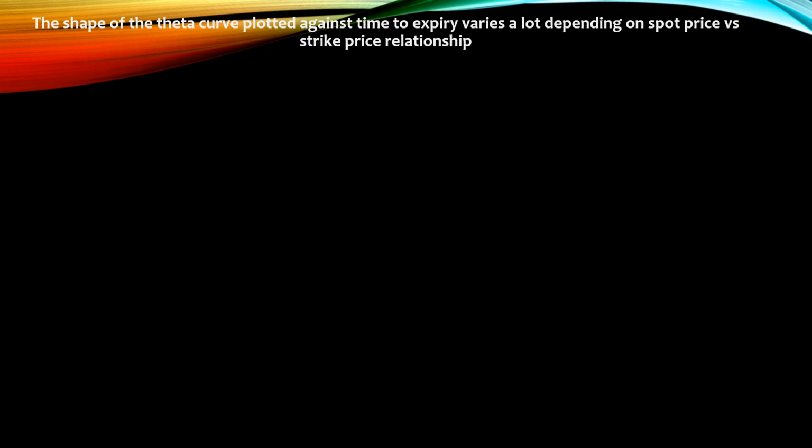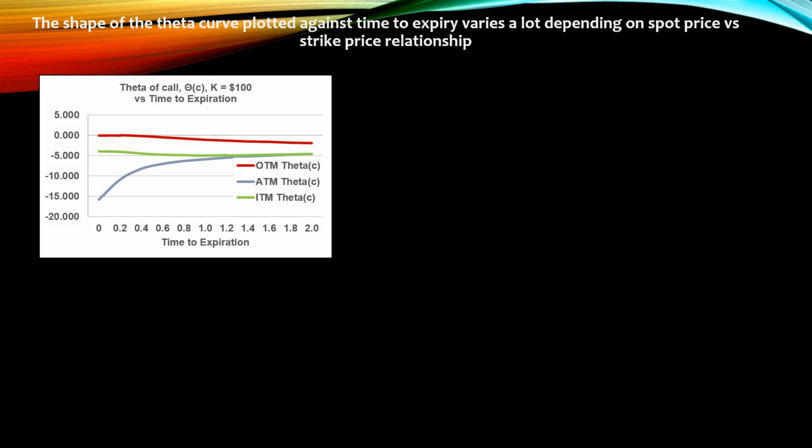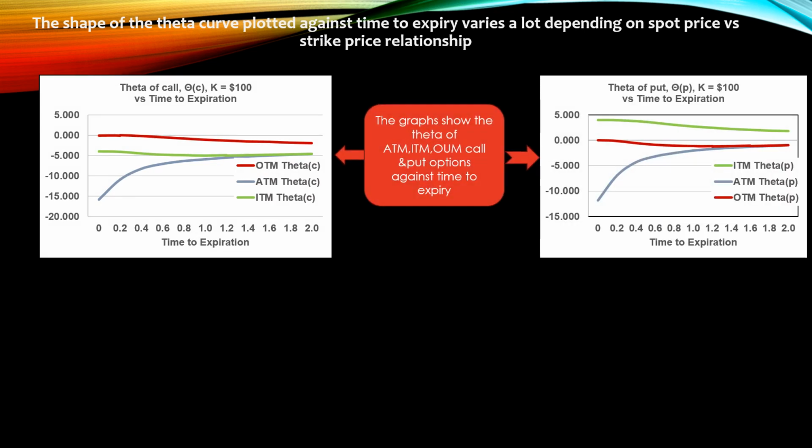The shape of the theta curve plotted against the time to expiry varies a lot depending on the spot price versus strike price relationship. Now let's see two graphs which show the relationship of theta with time to expiry for both call and put options. The graphs show the theta of at the money, in the money and out of the money call and put options against time to expiry.